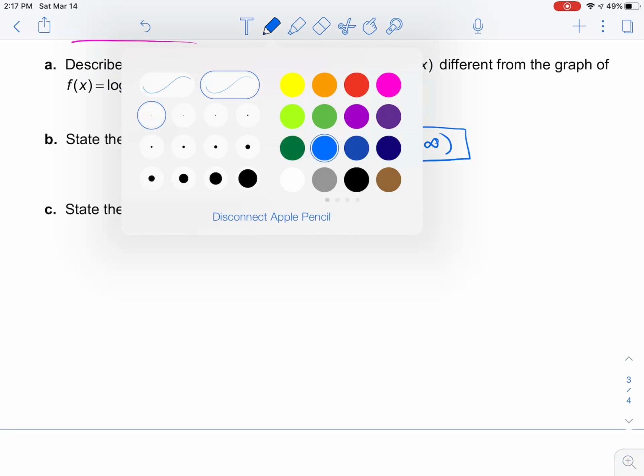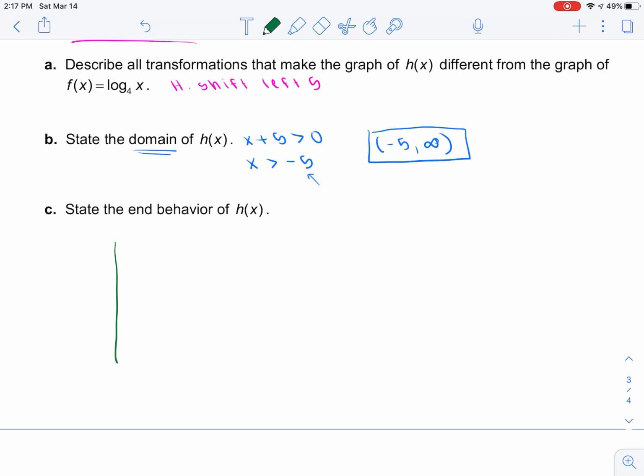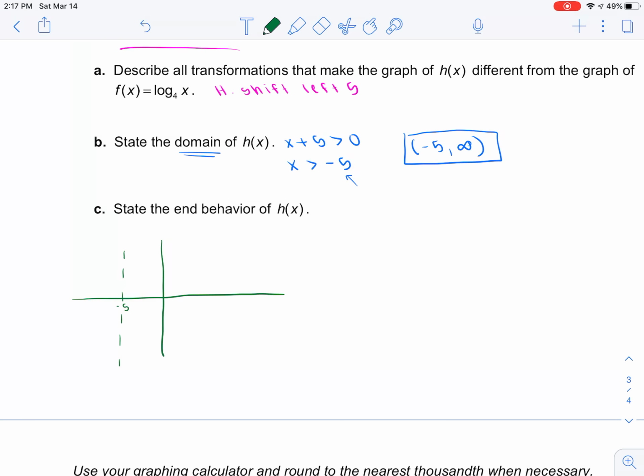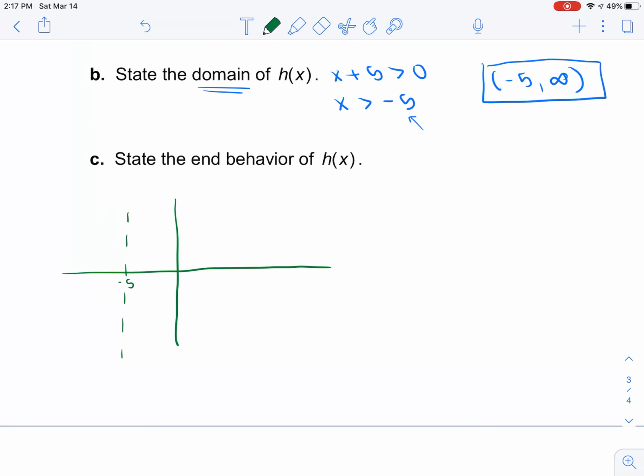Now, if I ask you to state the end behavior without a calculator, you're going to think about that this right here is our vertical asymptote. So this is -5. And if we're looking at a log function, think about the base of this log function is 4. That means it's going to increase left to right. So somewhere we're going to cross the x-axis, and we're going to see that it's going to increase. But then as we get to the asymptote, it's going to obviously approach that asymptote.